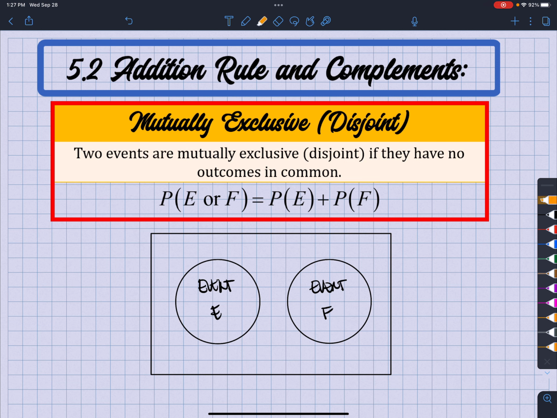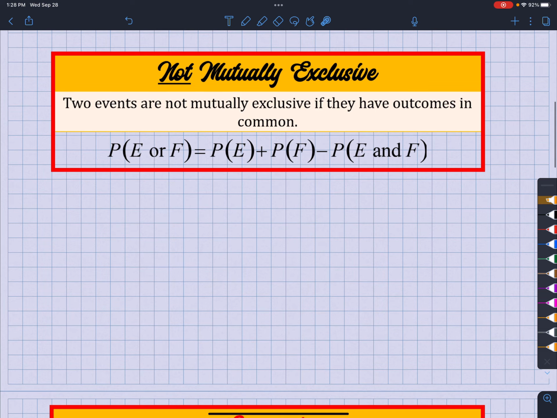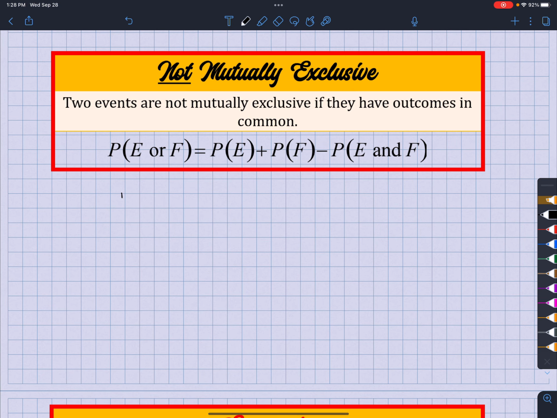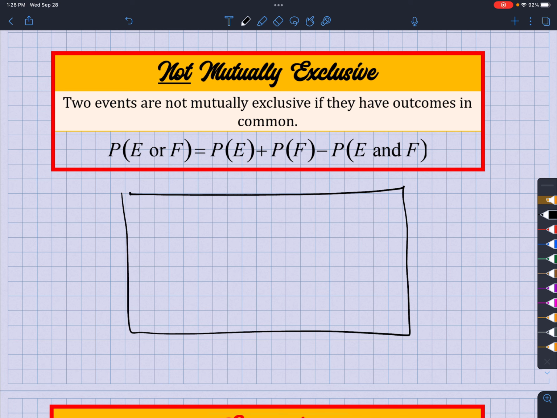Again, the key point here is the or. Should I do this in red? Really put together the importance of or right here. So the important part is or, and you see that is going to be with the plus sign. So that is the case if it's mutually exclusive. In other words, if they don't have any outcomes in common, then this is the formula that you would use. However, what if they did? Well, then it wouldn't be mutually exclusive. That means they do have things in common.